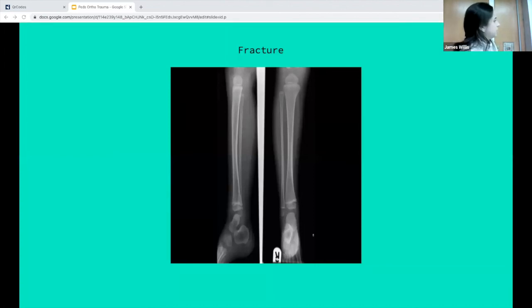Okay, I cannot even see the fracture from here, so I'm sorry. It is a toddler's fracture. No, I cannot see it.